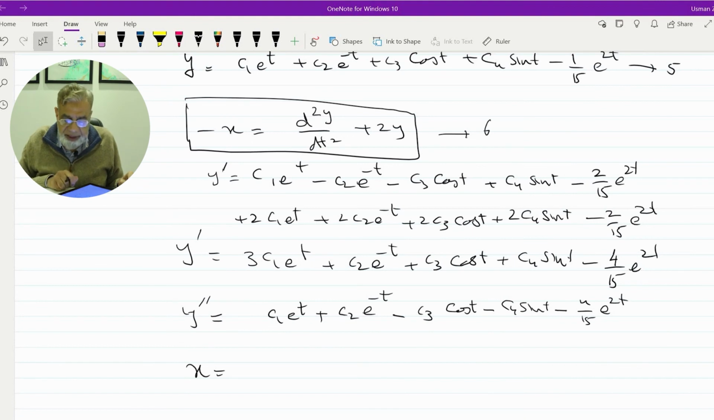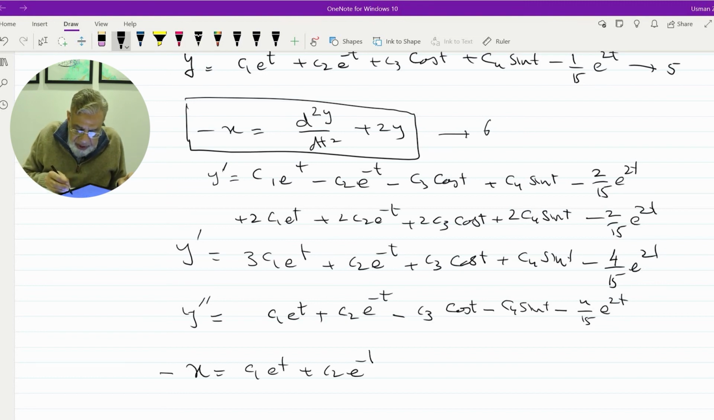Similarly, I find y double dash, and my y double dash after simplification will become c1 e to the power t plus c2 e to the power minus t minus c3 cosine t minus c4 sine t minus 4 by 15 e to the power t. So I substitute here the value of y and y double dash in equation 6. I'll get here minus x is equal to c1 e to the power t plus c2 e to the power minus t minus c3 cosine t minus c4 sine t plus 4 by 15 e to the power 2t.